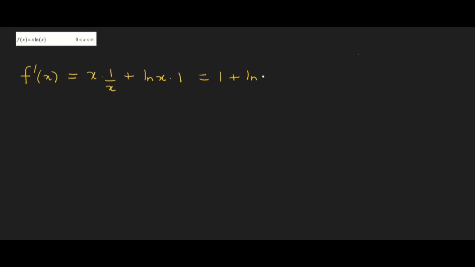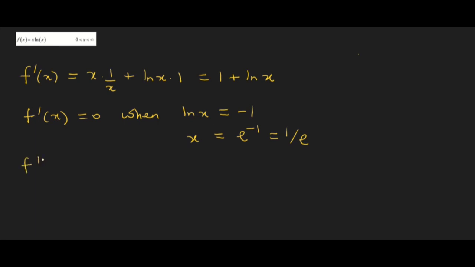We need to find values such that that's equal to 0. So we need to find values such that 1 plus log x equals 0. Now for that to be equal to 0, we need log x equal to minus 1, or using the exponential transformation, x equals e to the power minus 1, or 1 over e, where e is the exponential number.